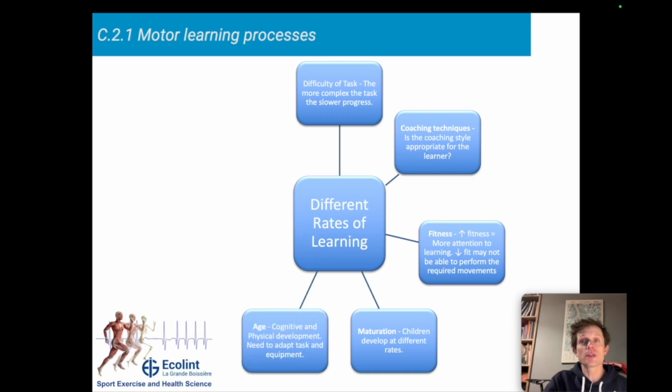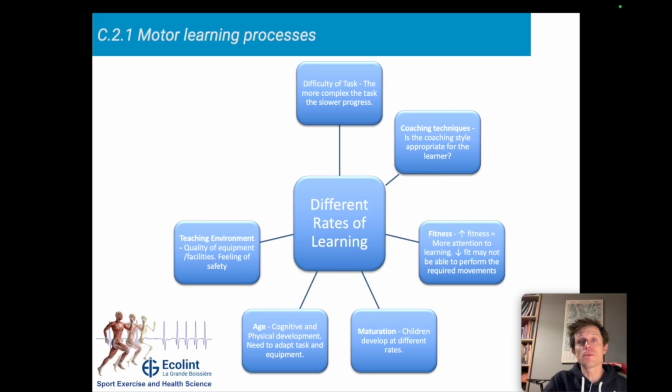We can also think about the age of a learner. This is going to influence the cognitive and physical development of the learner, and potentially the need for a coach to adapt the task or the equipment to enable learning to take place. It also is going to dictate the amount of time, for example, that the person might need to take in breaks in order to recover and in order to absorb learning.